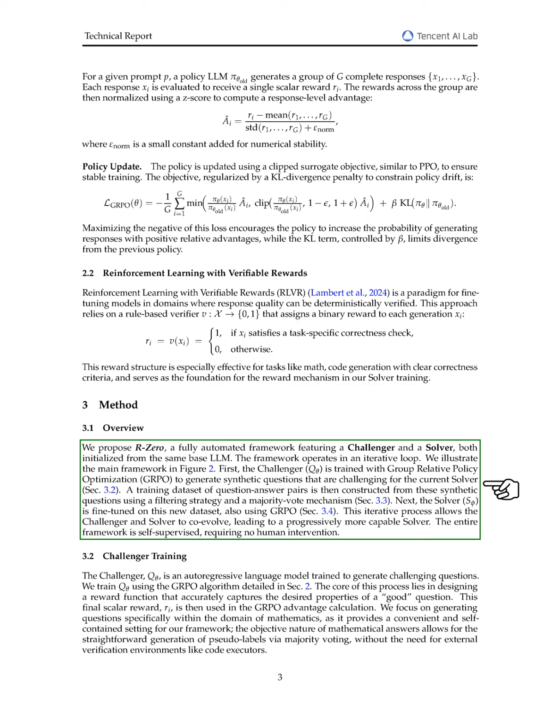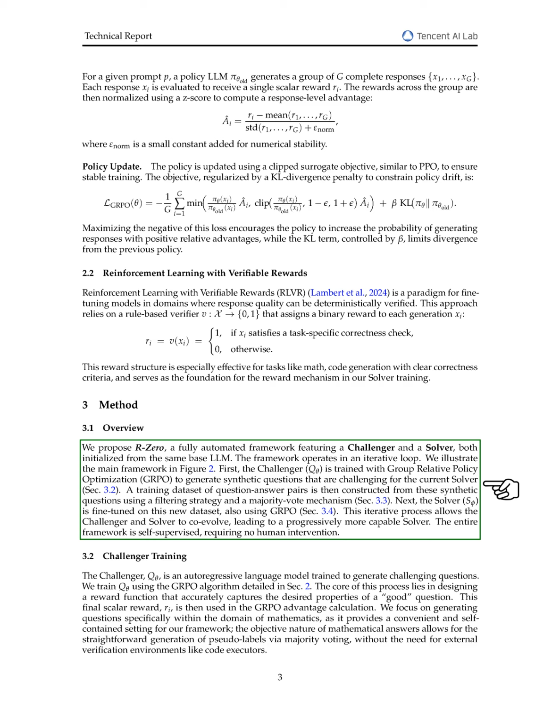We introduce R0, an automated framework that includes a challenger and a solver, both starting from the same base language model. The framework works in a loop. First, the challenger is trained to create difficult questions for the solver. We then build a training dataset of question-answer pairs from these questions using a filtering strategy and majority voting. After that, we fine-tune the solver on this new dataset. This iterative process allows both the challenger and solver to improve together, and the entire system operates without human input.